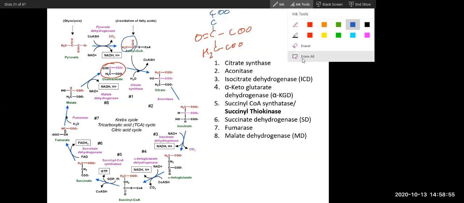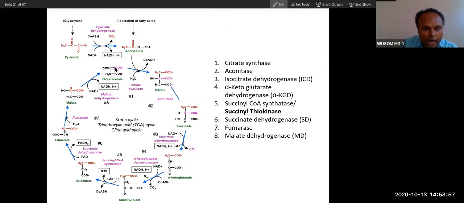Got that? So this is what happens. So 2 carbon is added on oxaloacetate, and this becomes citrate. This is the first step.